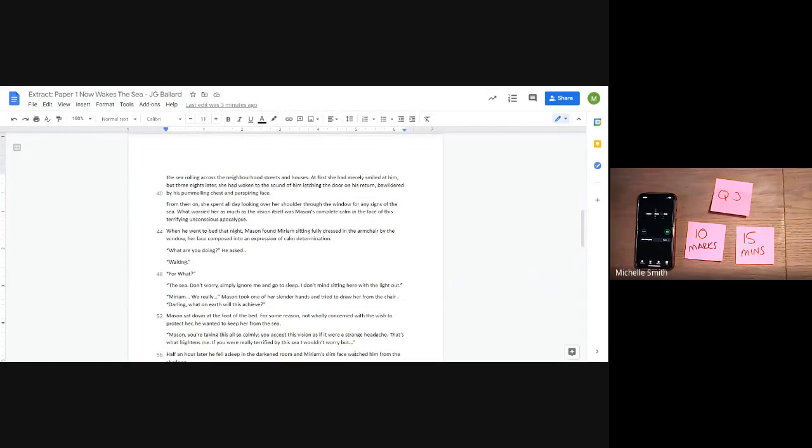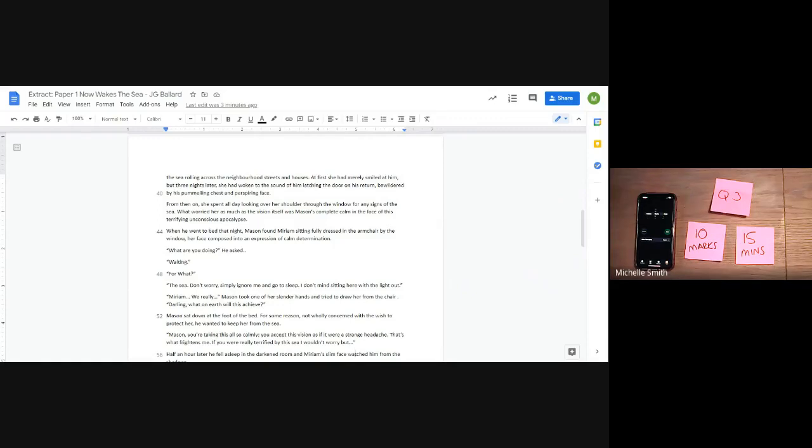First, she had merely smiled at him, but 3 nights later, she had woken to the sound of him latching the door on his return, bewildered by his pummeling chest and perspiring face. From then on, she spent all day looking over her shoulder through the window for any signs of the sea. What worried her as much as the vision itself was Mason's complete calm in the face of the terrifying unconscious apocalypse. When he went to bed that night, Mason found Miriam sitting fully dressed in the armchair by the window, her face composed into an expression of calm determination.